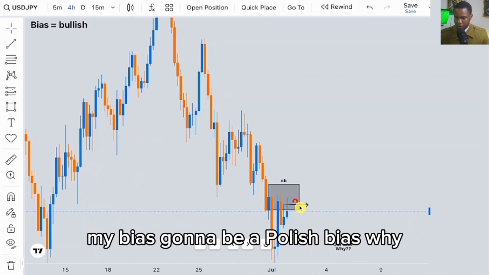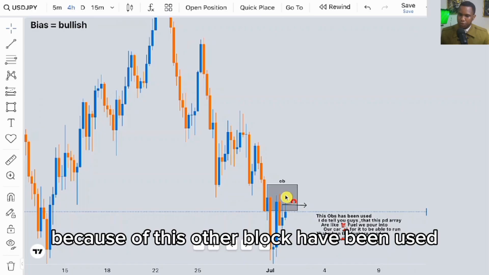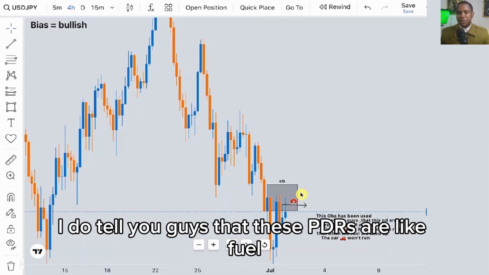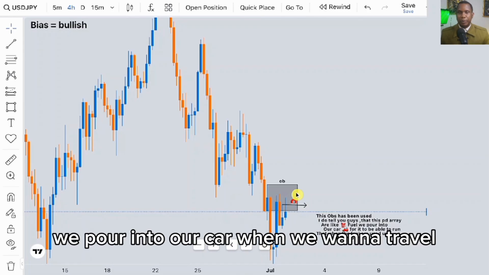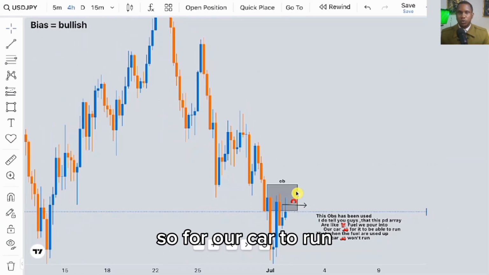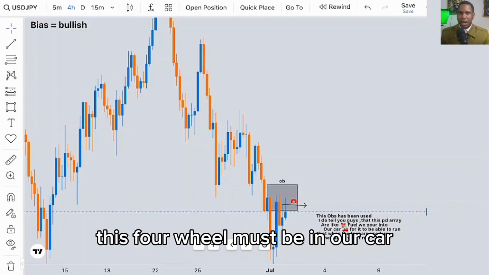My bias gonna be a bullish bias. Why? Comment down below. Because of this other block have been used. I do tell you guys that these PD arrays are like fuel we pour into our car when we want to travel. So for our car to run, this fuel must be in our car.